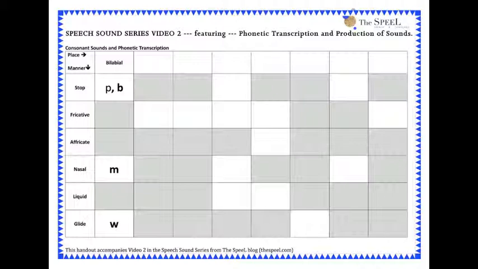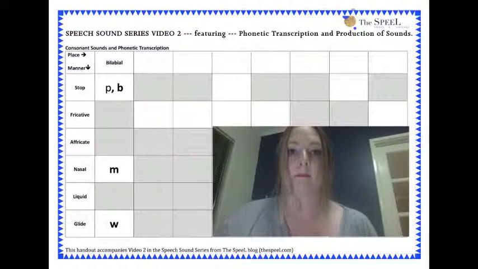These are sounds made with two lips, bi labials. So the upper and lower lip are together. The first bilabial sound that we'll make is b. See it up close. B.